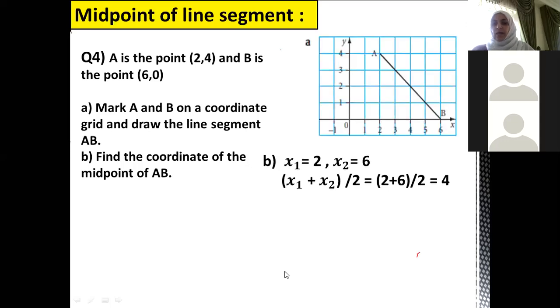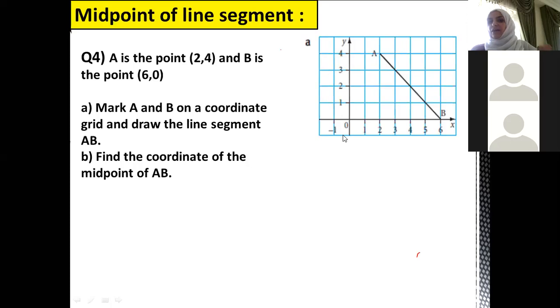Okay, here we are. This is the first part. I found A and B. Now, who wants to help me? This is a drawing. Who wants to help me find the midpoint? Please raise your hands.